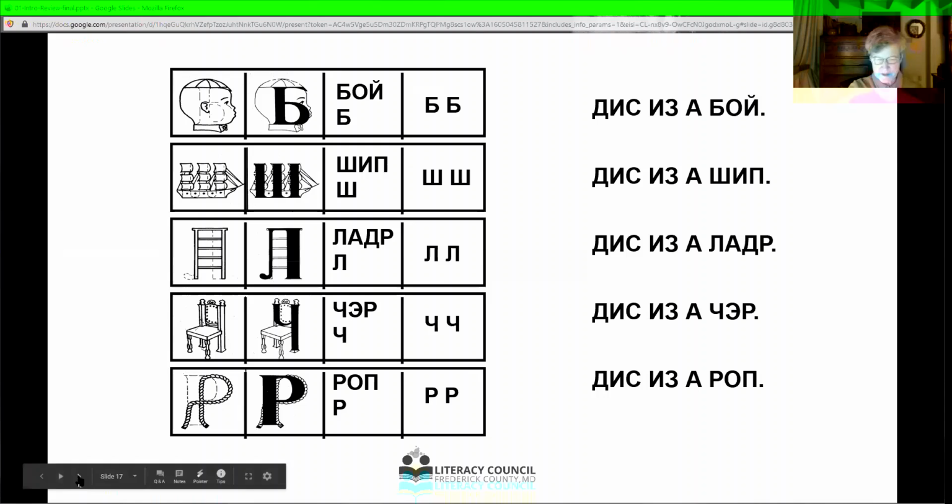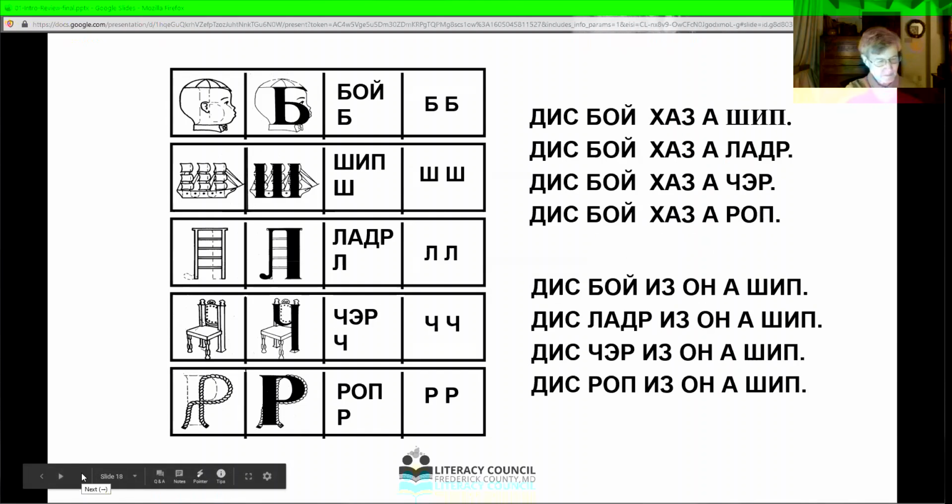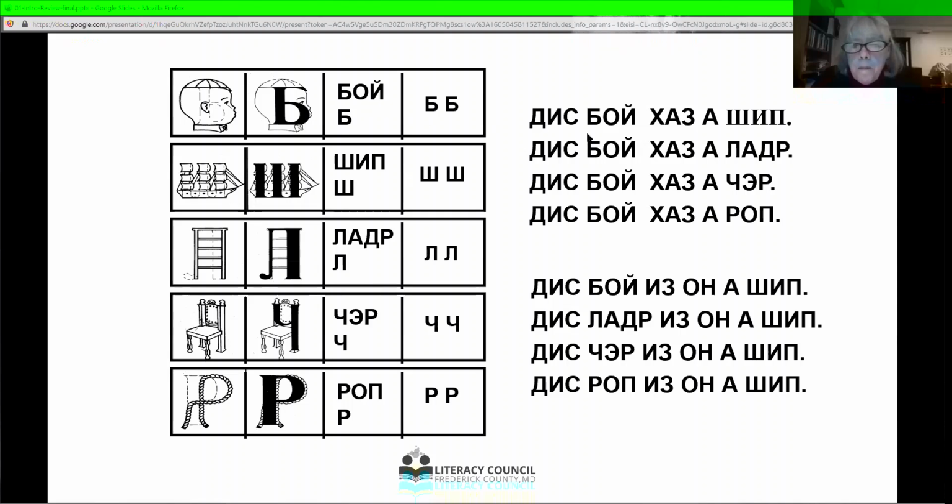So now we'll go back to our original story. And this one is a little tougher, a little longer. So let's review. What's this word again? Boy. And what's this word? Boy. And read this word. Ship. And read this word. Ship. This boy has a ship. Please read it. This boy has a ship. Good.